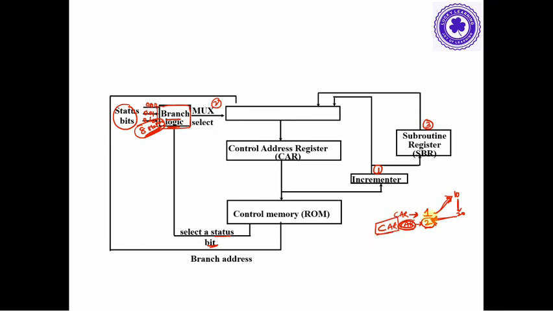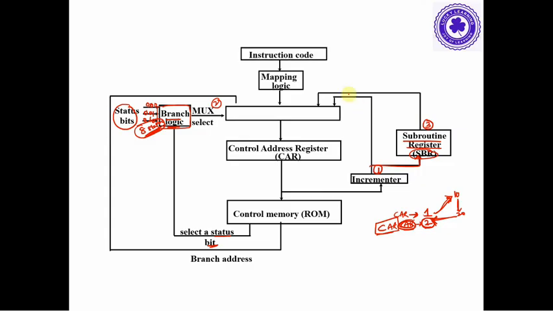Now, the second instruction means it is an incremented address. That incremented address will be stored into a special register called the subroutine register, also called SBR, so that it may return to the calling program. That is the third possibility. And what is the fourth possibility? Mapping. That is mapping opcode bits to an address in the control memory for that microprogram.